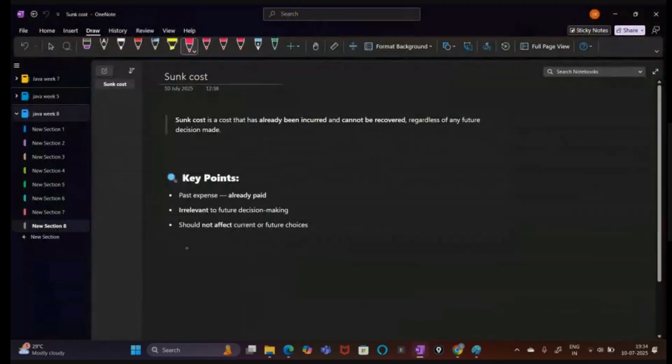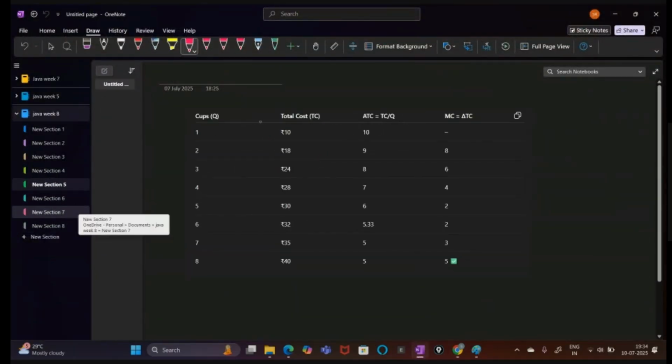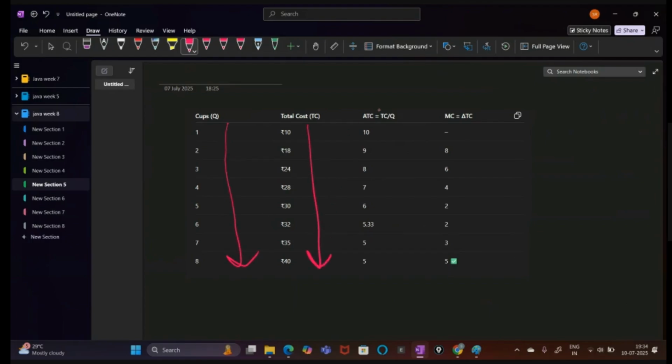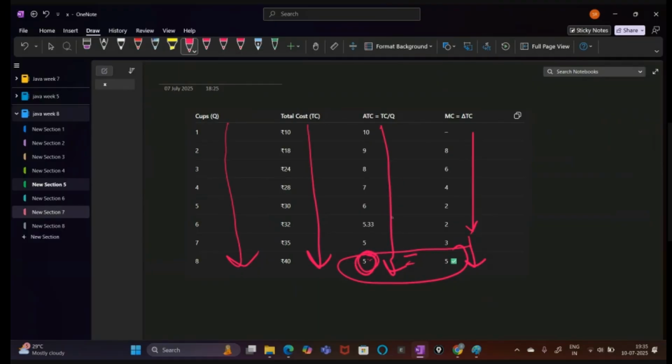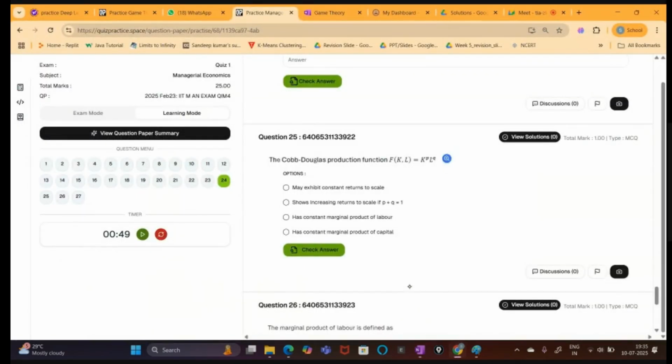If you don't know, let me take one example. In this question, you can see the quantity is increasing and the total cost is also increasing. ATC is decreasing until here, and then it starts increasing. So whenever ATC is equal to MC, ATC is at the minimum point, right? It is 5, and here MC is equal to ATC, right? So from here you can understand, and I think that's it for this video. Thank you so much.